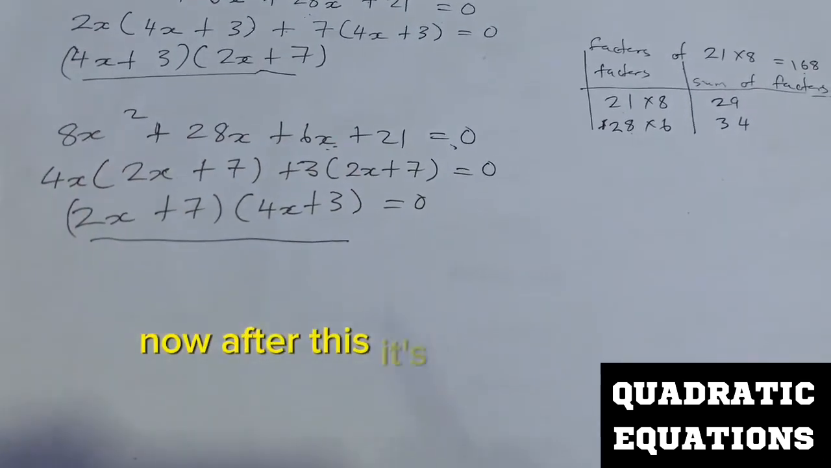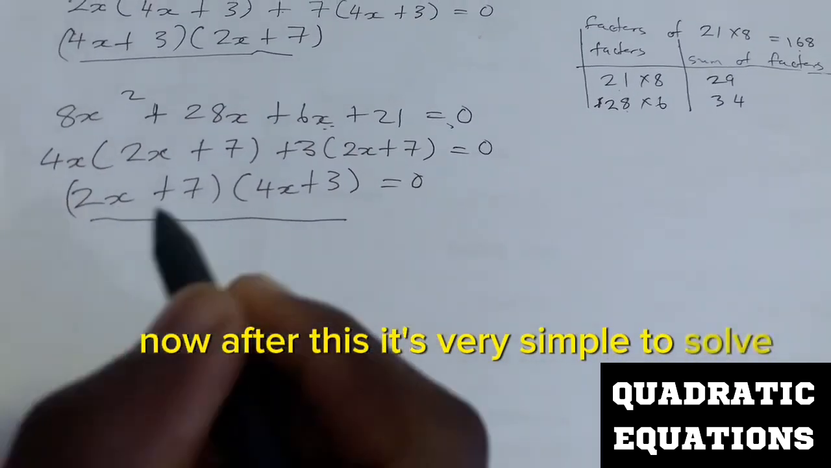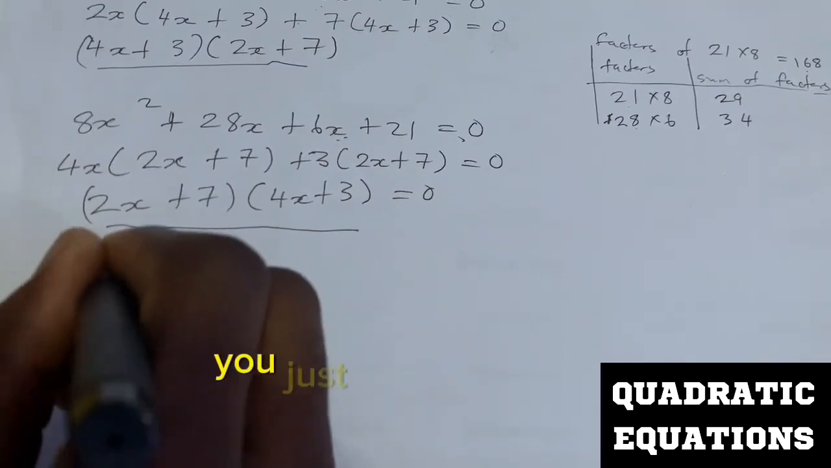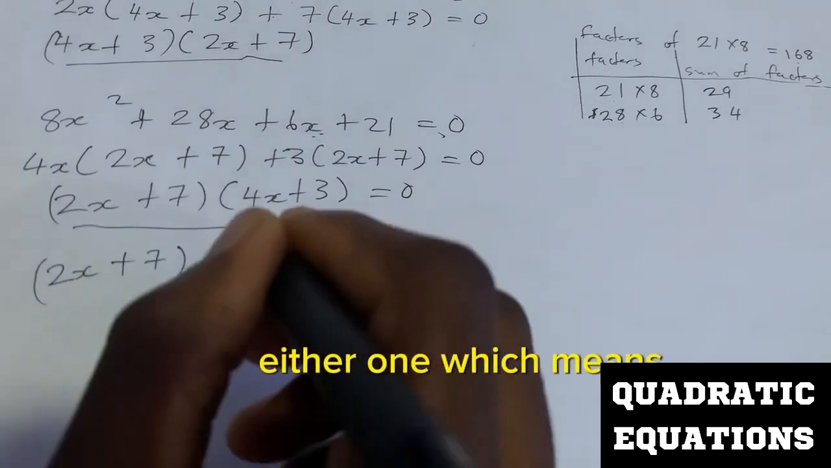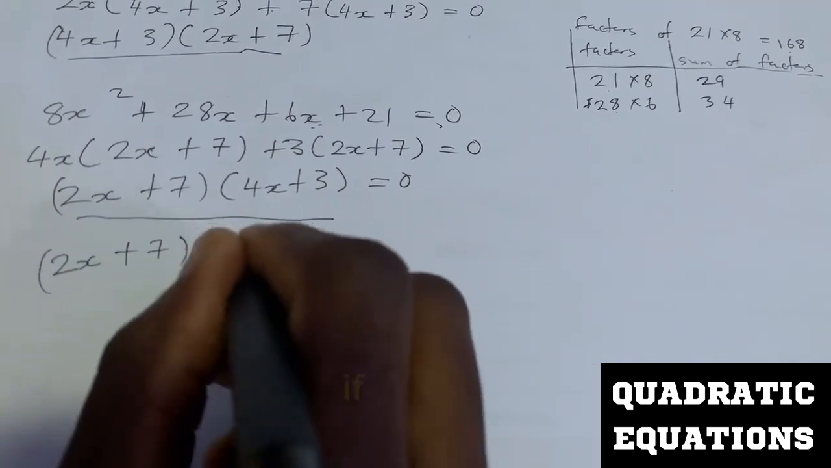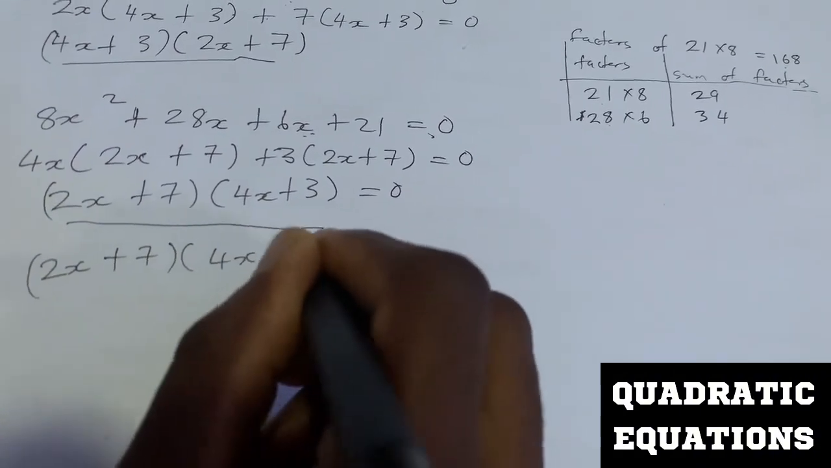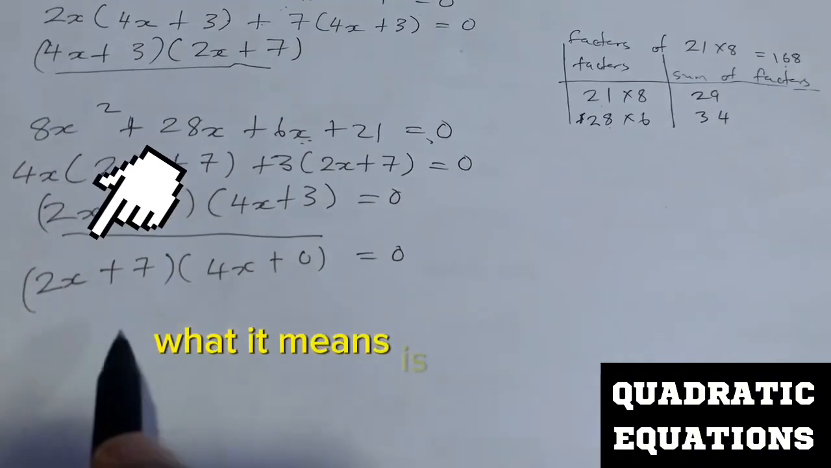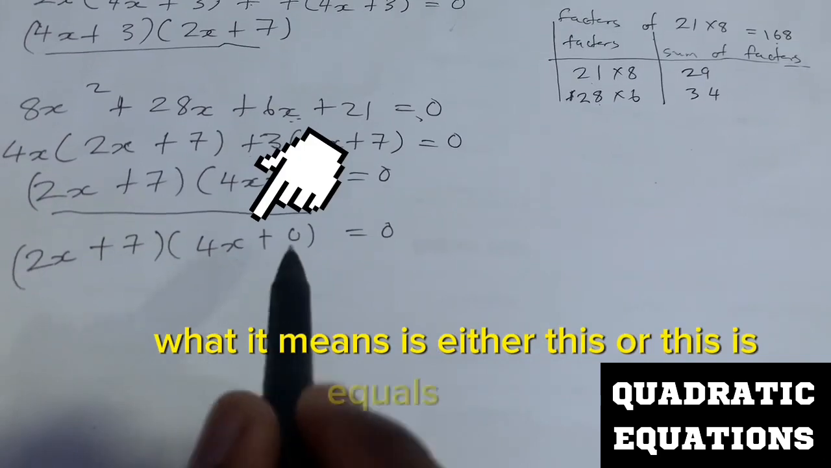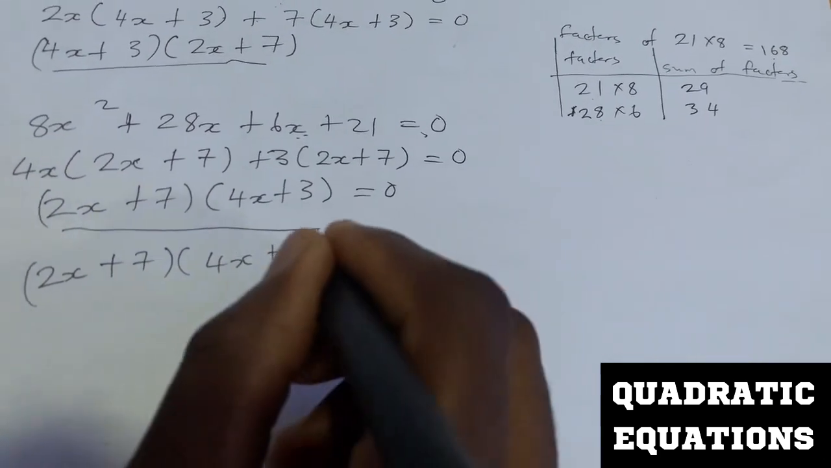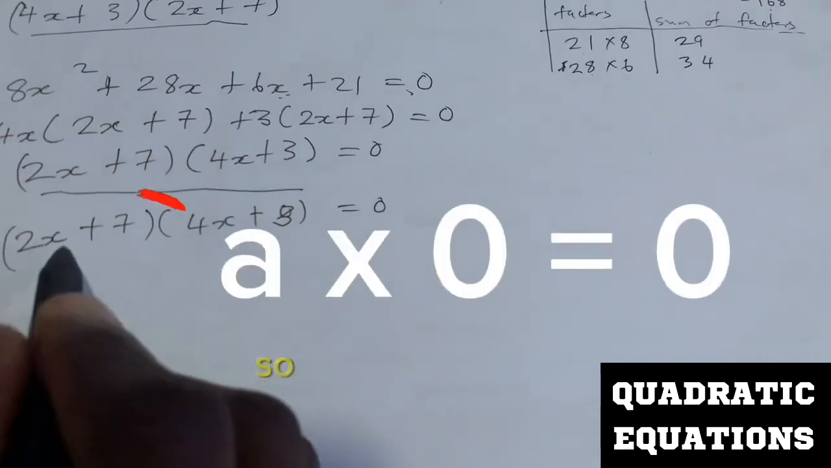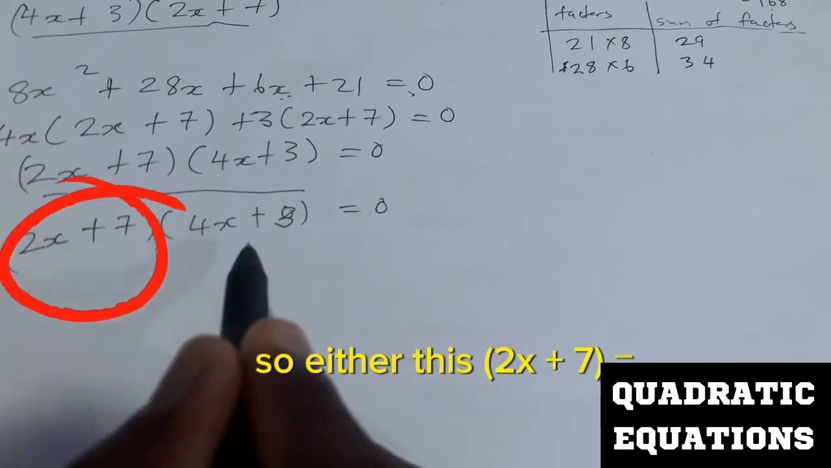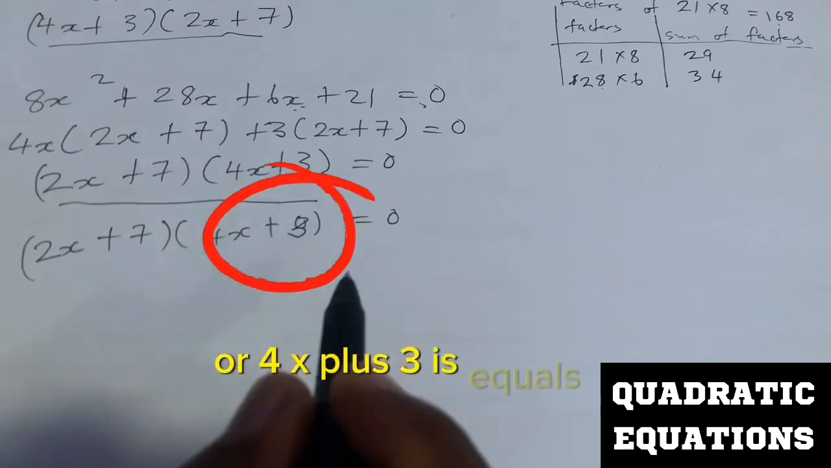Now after this, it's very simple. To find the value of x, you just equate all the values. If this solution is equals to 0, what it means is either this or this is equals to 0. Why? Because any number multiplied by 0 gives 0. So either this 2x plus 7 is equals to 0 or 4x plus 3 is equals to 0.